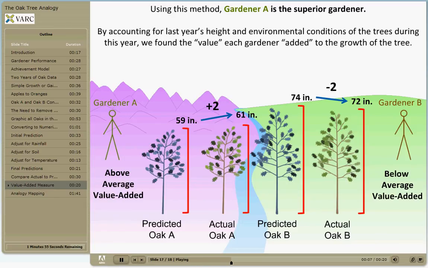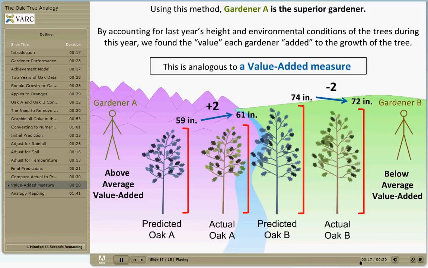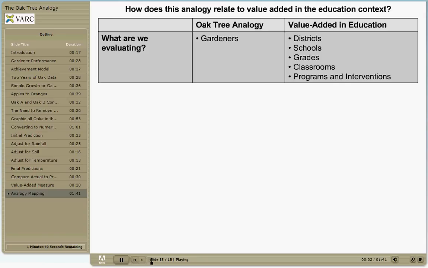By accounting for last year's height and environmental conditions of the trees during this year, we have found the value each gardener added to the growth of the tree. This is analogous to a value-added measure. This analogy was purposefully kept out of the education context. How does this analogy relate to value-added estimates in the education context?